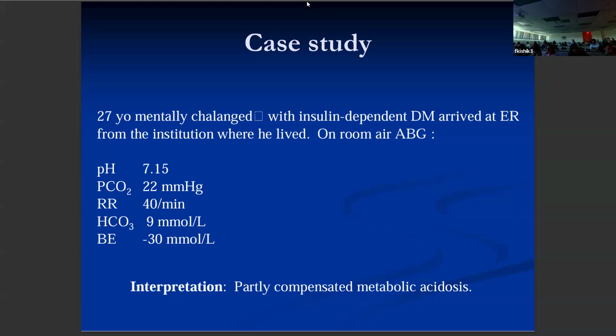The answer's there, right? So don't look at the answer. Where's the pH? It shouldn't say partly, it should say poorly. So the pH, is it near 7.35? You're almost fully compensated at 7.3, partially compensated at 7.3, and poorly compensated at 7.15. But how do we know that there's compensation here?